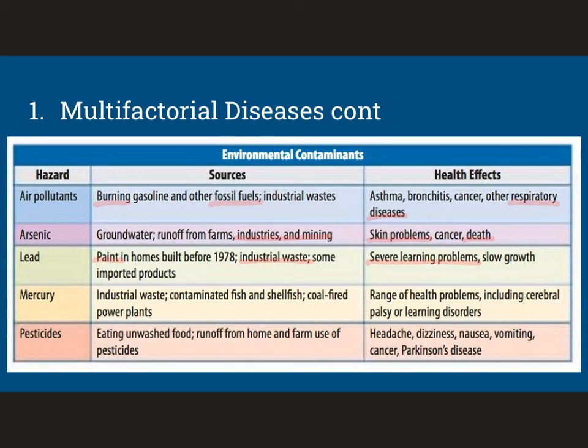Mercury is another chemical that is often used for different industries and power plants. We don't use mercury anymore for our thermometers, so the chances of us having contamination through science equipment is very slim. When you are contaminated, though, you can have a range of different health problems, including cerebral palsy or learning disorders. I think the last one will be actually more affecting than any other things that we have looked into.